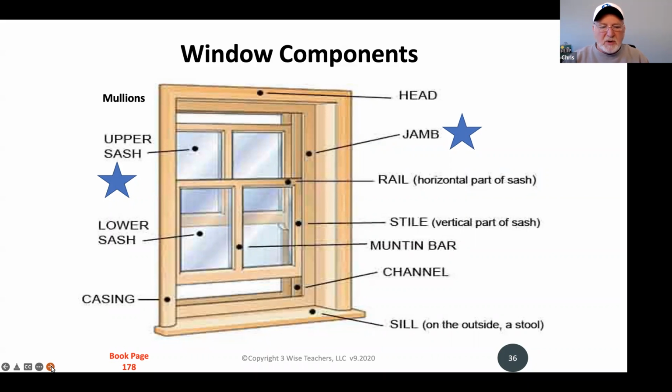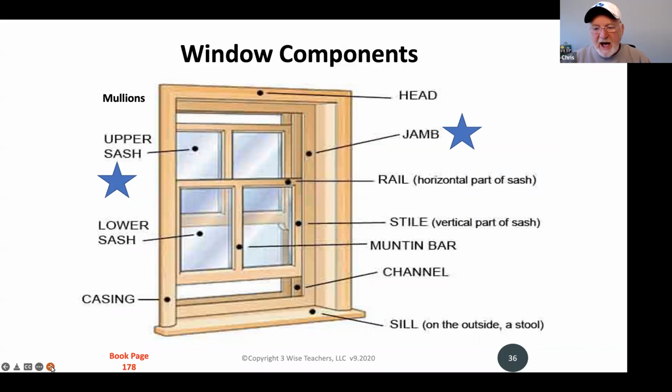Well, in the window components, you'll see the sill down on the bottom. I caution you on that, but most of us are familiar with what a window sill is. You'll see the channel there is just simply where the window slides up and down. Sash is another word that occasionally will pop up for test purposes. The sashes are just the window portions that move up and down. And in this case, it's a double hung window, so both the lower sash and the upper sash can go up and down.